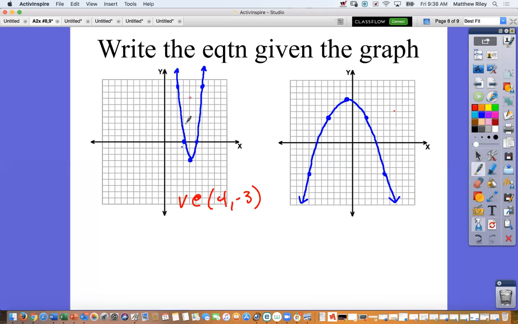Because it opens up and down, again, this is details that we'll get to like next Friday. Because it opens up and down, I know its y is going to be whatever this a value is. What should be here and here, by the way? -4 and -3. Good. So any questions about that? That part's easy so far. Now we just have to find the a value, right?